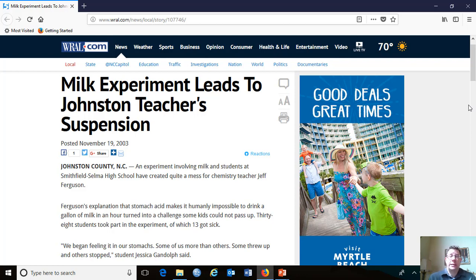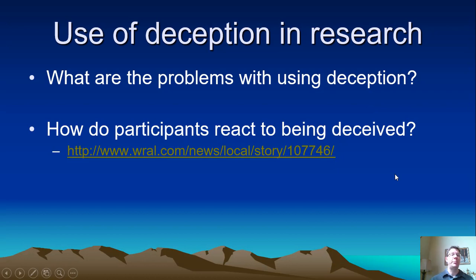Okay, this is unethical, but it didn't involve deception at all. In fact, the teacher told them exactly what was going to happen. So unethical stuff still happens even if you don't use deception. It's not like deception by default is worse than non-deceptive research.